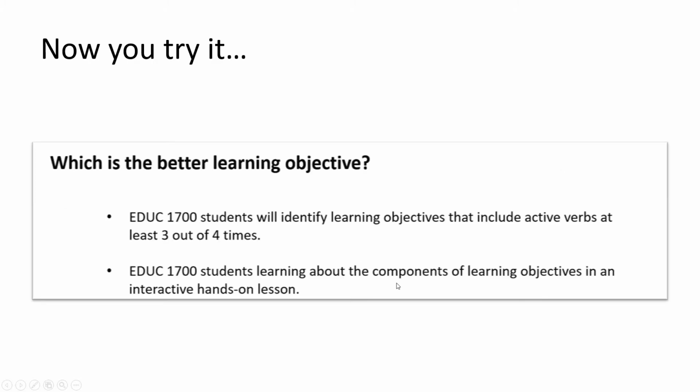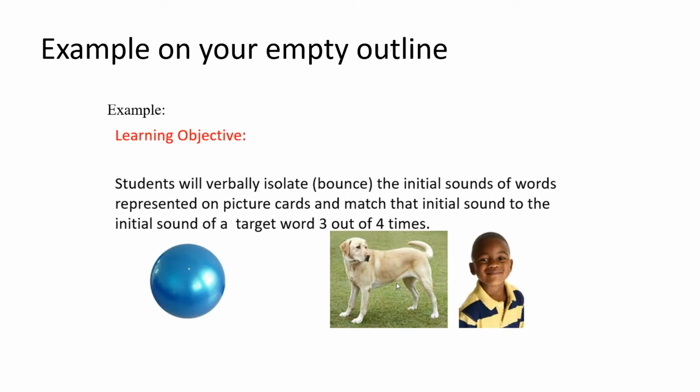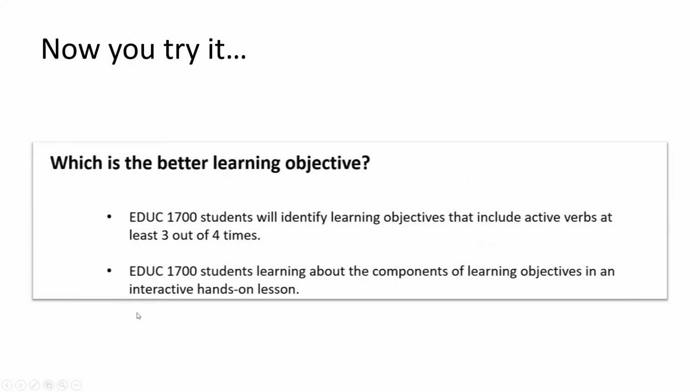All right, now I want you to decide which of these 2 learning objectives on your worksheet is the better learning objective, and think about why it is. So look for the 3 pieces, the active verb, the conditions for learning, and the criteria for success, and then judge which of these is the better learning objective. Stop the video now.